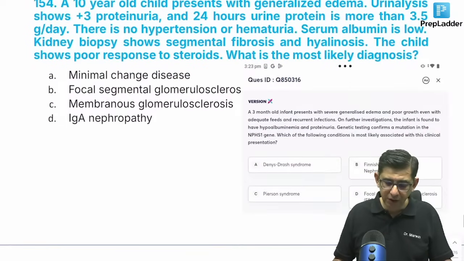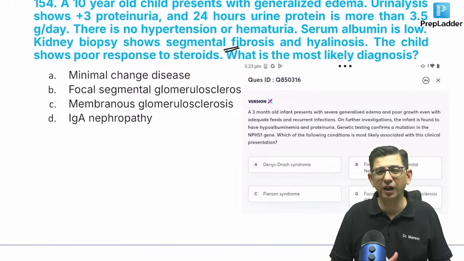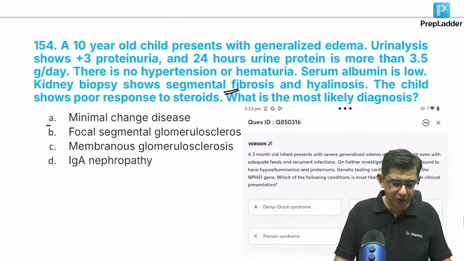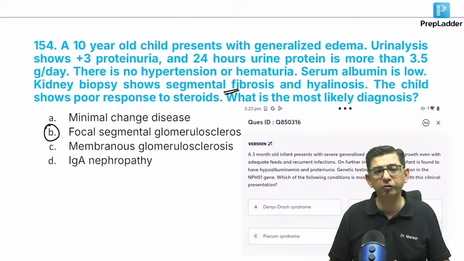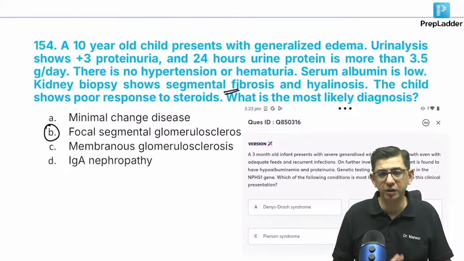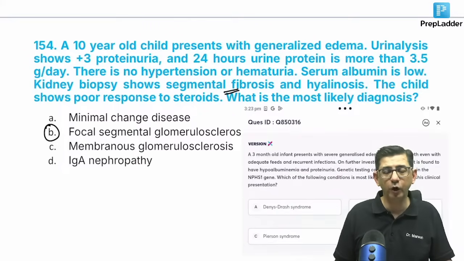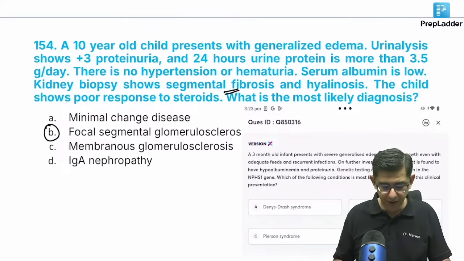Okay, then is a kid with nephrotic syndrome, but then the biopsy is showing segmental fibrosis and hyalinosis. So that tells me that this is not minimal change disease. This would be focal segmental glomerulosclerosis, that's at the corticomedullary junction. So we need to go for a renal biopsy, that would be at the corticomedullary junction.